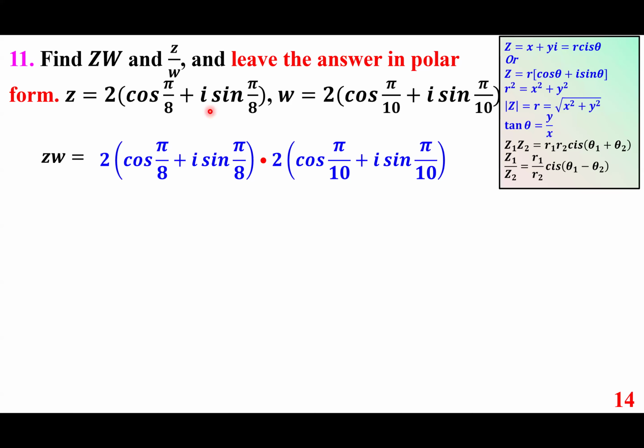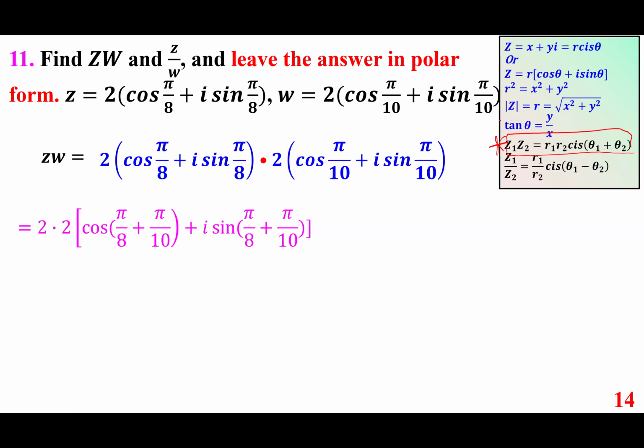And therefore, if I want to multiply these two numbers, I'm going to multiply 2 by 2, and then add the 8 pi and 10 pi arguments. I'm going to write 2 times 2 cosine of the sum of the angles plus I sine of the sum of the angles, according to this formula. And I get 4 cosine of 9 pi over 40 plus I sine of 9 pi over 40. I hope everybody is okay with adding these two, noticing that 40 is the LCD.